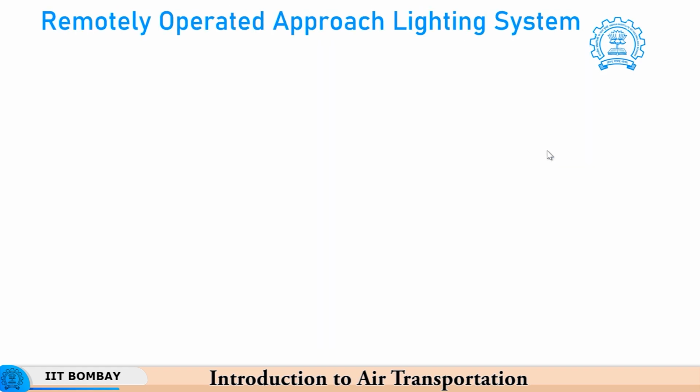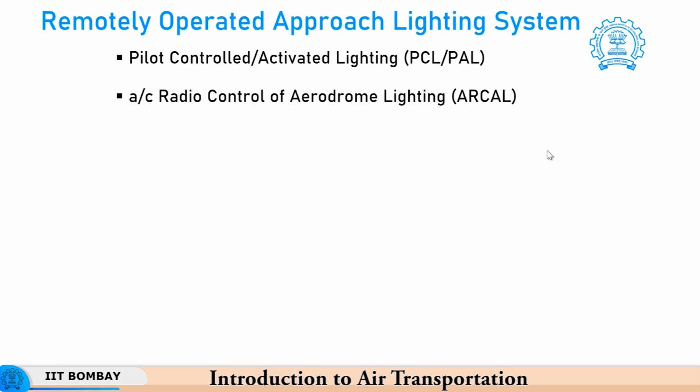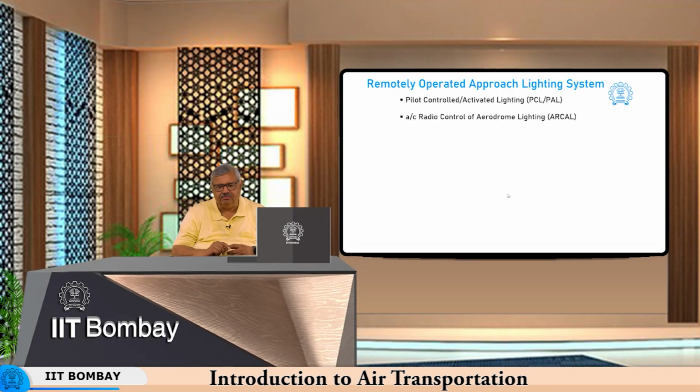As I mentioned, it is also possible for the pilot to remotely operate the approach lighting system. This is normally called pilot controlled or pilot activated lighting, PCL or PAL. Here you use radio control, or you send a signal through a radio, to control the aerodrome lighting. The pilot can communicate from the air to the ground on the radio and switch on either only the approach lights, or the runway edge lights, or the taxiway lights, or all of them, depending on what the pilot needs. It generally has 3 settings.